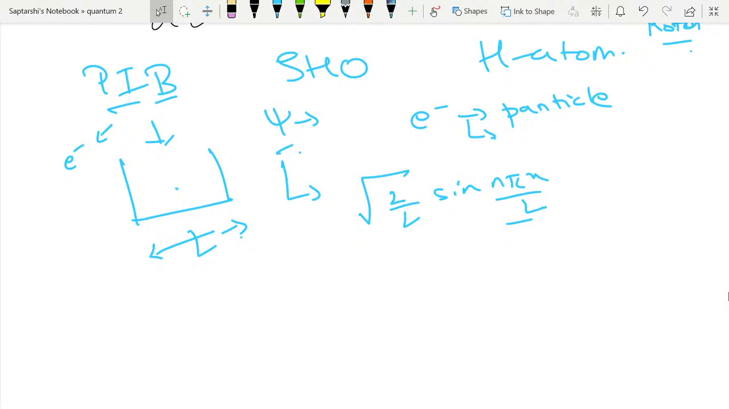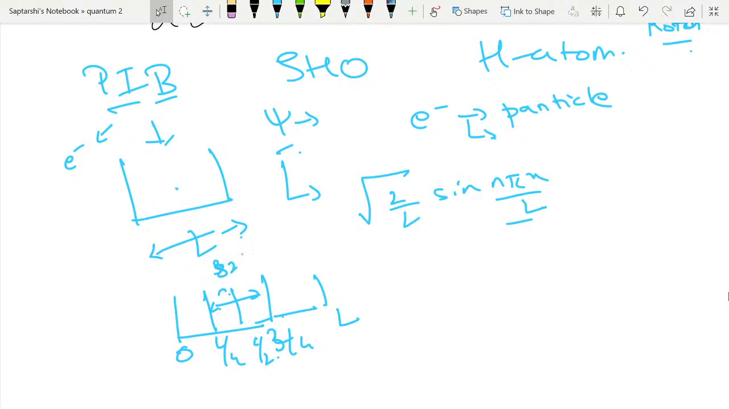So these are some small tricks. If the box is from 0 to L, and we divide the box into 4 parts, such that this is L by 4, this is L by 2, this is 3L by 4, then the probability of the particle within L by 4 to 3L by 4 becomes 82%. And the probability from 0 to L by 4 is 9%, and the other part is also again 9%. So we have the box in 4 parts.